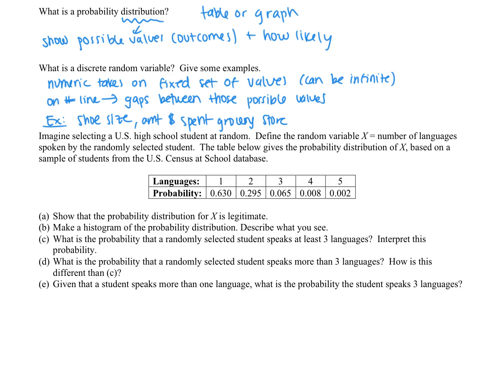The other option is continuous, which we will talk about in a minute. Questions on those before we look at an example? Okay.